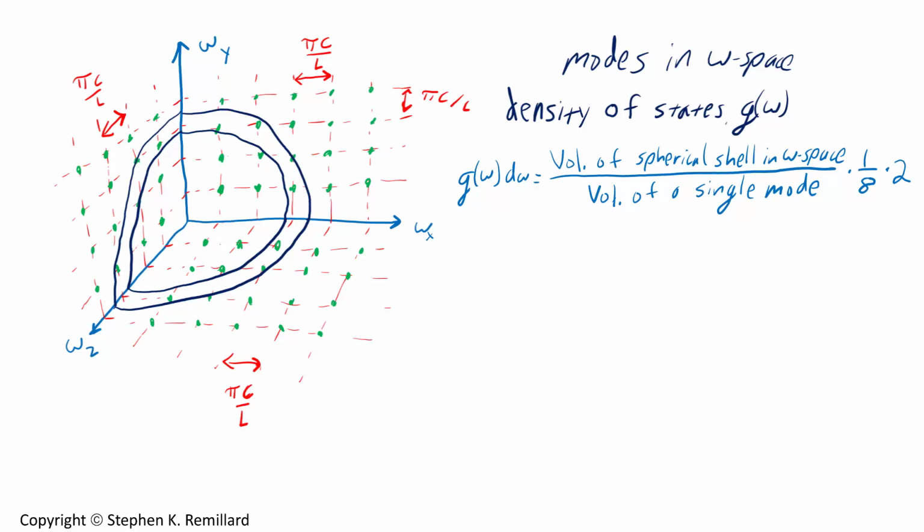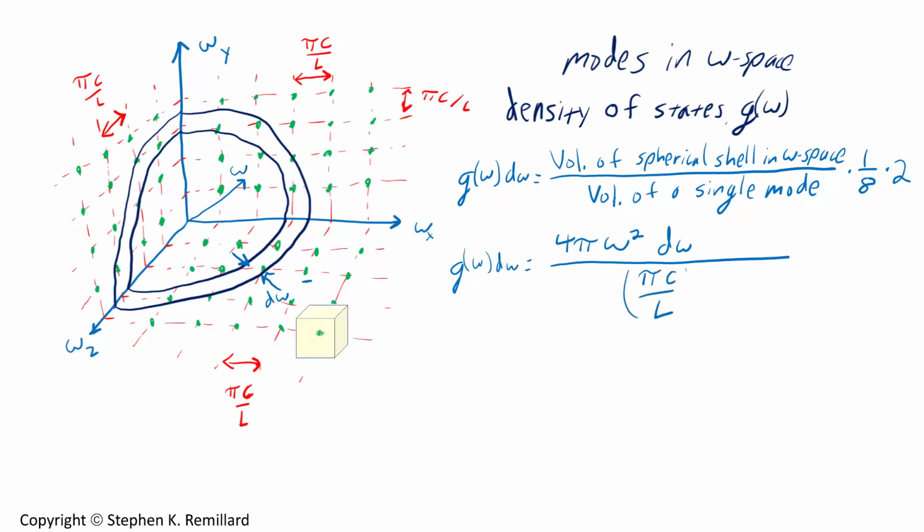With that little correction of a factor of 2, I will put in a few things that seem evident from the graph. First, the volume of a spherical shell is just its area, 4 pi radius squared, times the thickness. So d omega is the thickness, and the radius, let's try to draw this in 3 dimensions and see if it's convincing, to the surface is omega, divided by the volume of a single mode. So pi c over L is a single dimension, so you need 3 of those, times 1/8, and finally gives us omega squared times L cubed, which I'm going to write as V, shorthand.